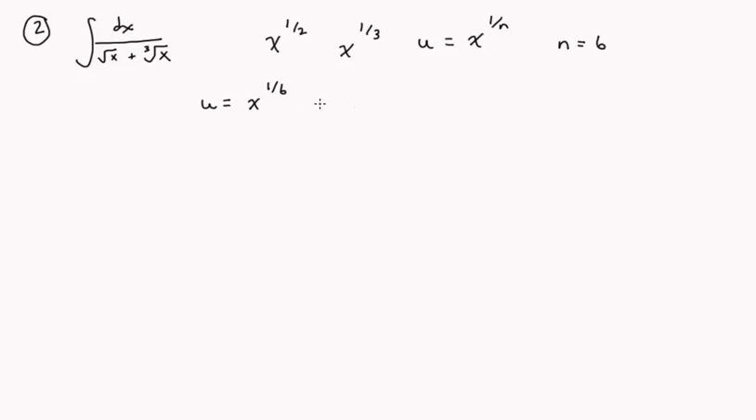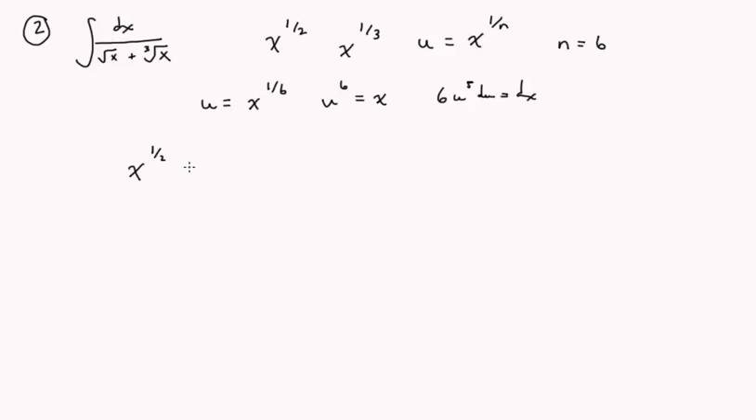Do you know what to do from here? That's our strategy. Once you have u, we solve for x. x equals u to the 6th, and then we find du in terms of dx. So 6u to the 5th du equals dx. These all become important players in our substitution. Let's take a look at this.